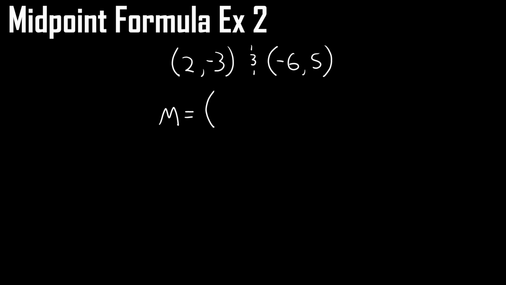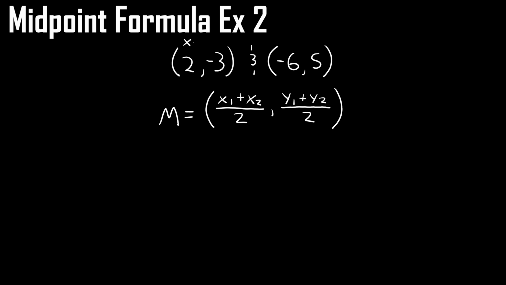For the second example, let's find the midpoint between the points 2, -3 and -6, 5. We're going to use the same formula, which is m equals the point x1 plus x2 over 2, comma, y1 plus y2 over 2. So let's plug in our points.